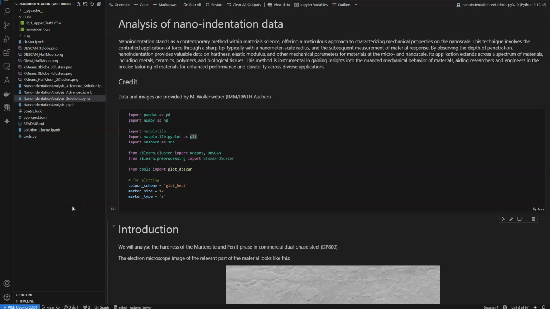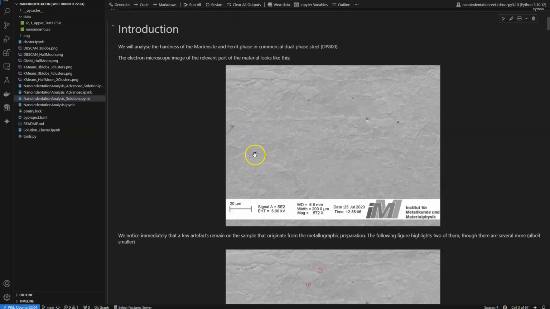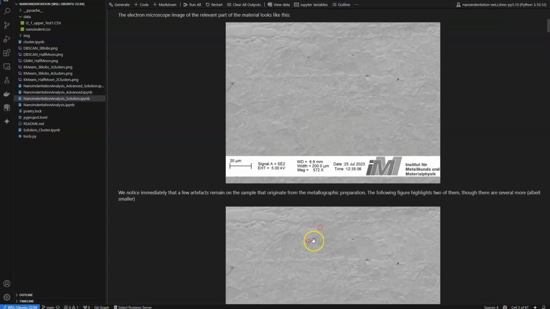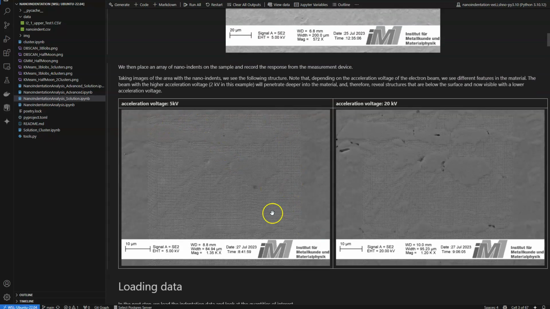Hello and welcome back. In this video we want to use clustering to analyze our nanoindentation data. Previously we have looked at a dual phase steel sample in the electron microscope and noticed that there are some artifacts that we also need to remember in our analysis, and placed a grid of nanoindentation onto our sample.